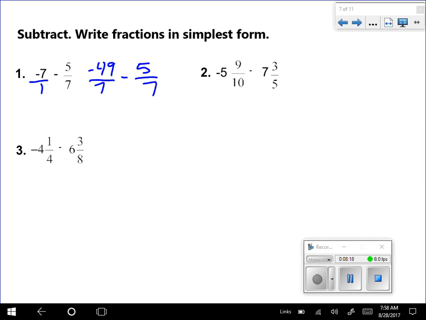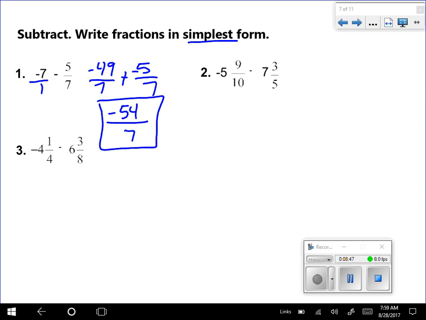So here I have to follow my integer rules. If I'm subtracting, I'm going to do keep, change, change. I have the common denominator, so now I can just work with my numerators. Negative 49 plus negative 5 is negative 54, because with the same sign I add and keep. And something I haven't told you is I am okay if you leave them as improper, as long as they are in simplest form. So if these are as simplified as they can be, you're good to go.